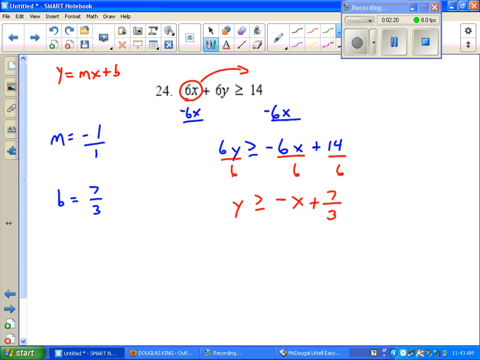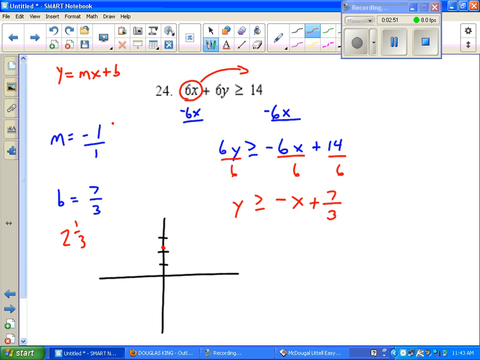Let's graph it just like it is on a coordinate plane, on a Cartesian plane. B says 7 over 3. If you convert that to a mixed number, 7 over 3 is 2 and a third. So you want to estimate a little bit when you graph this. If you have 1, 2, 3, 2 and a third will be a little bit below halfway between 2 and 3. So that's where you're going to want to start it.